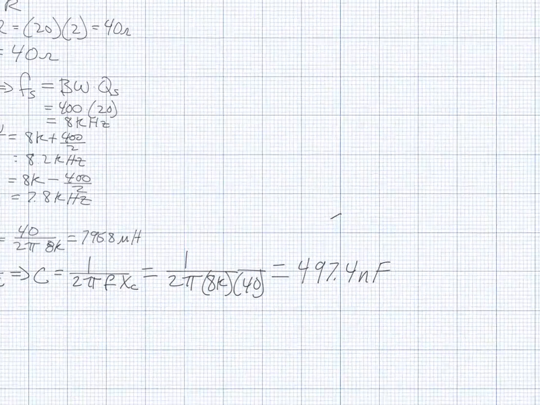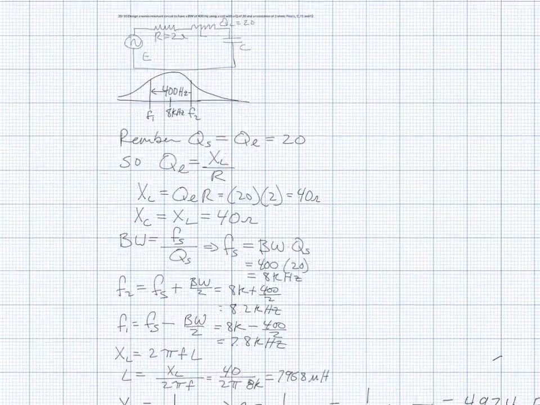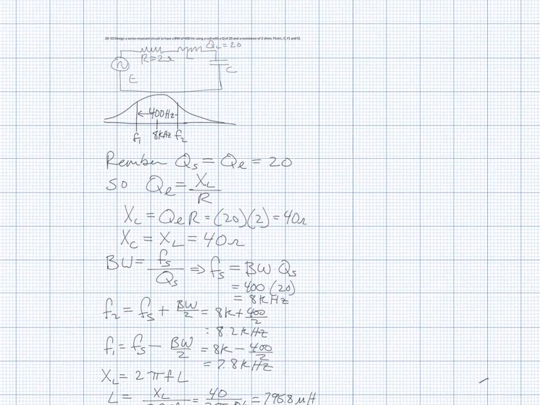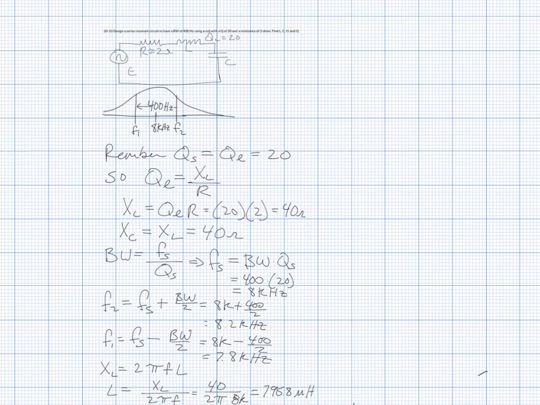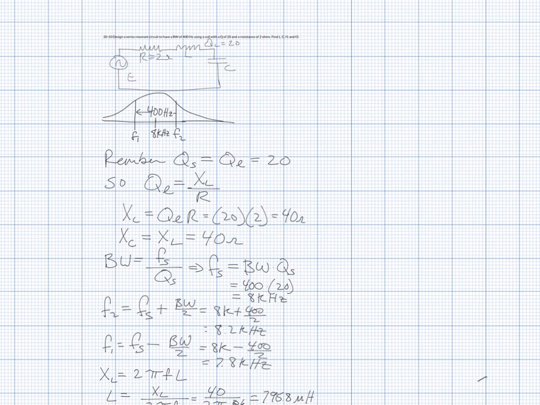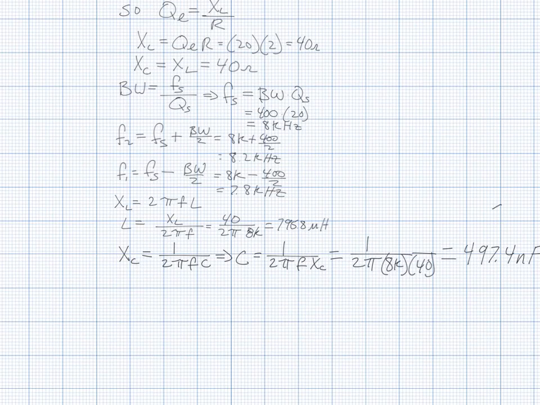All right. So I think that was the last piece. If we look at what we started with, that circuit there, we were given the Q factor, the internal resistance, and the bandwidth. We went through and we solved for both the inductance, the capacitance, and F1 and F2. So that should do it for that one.